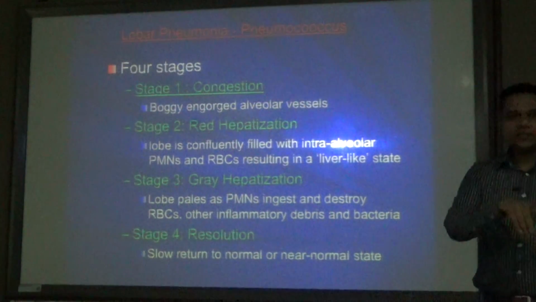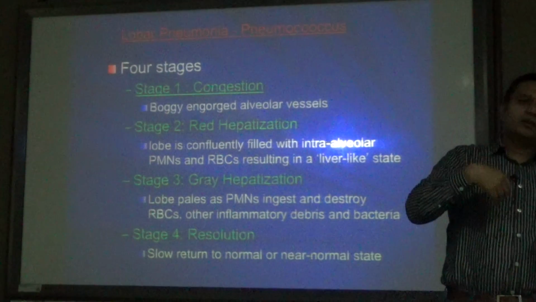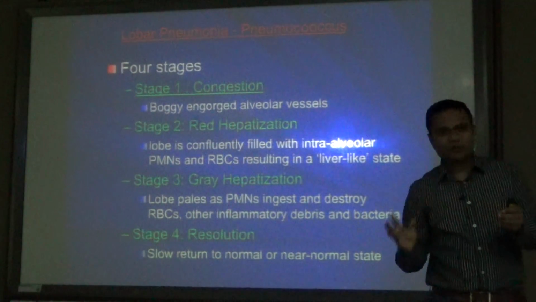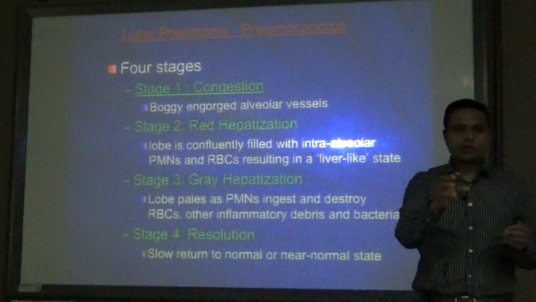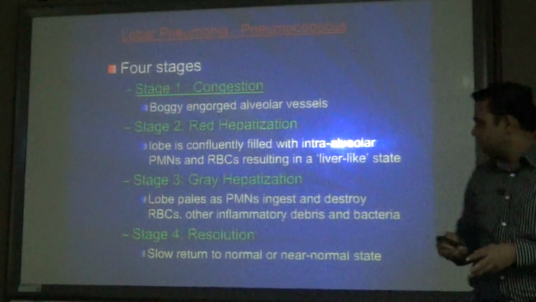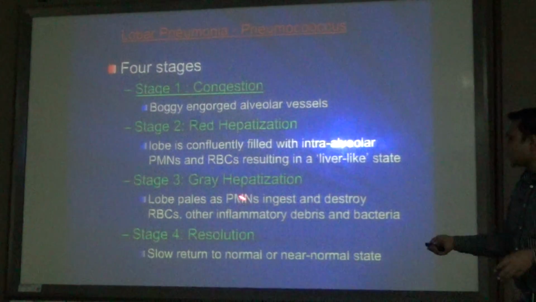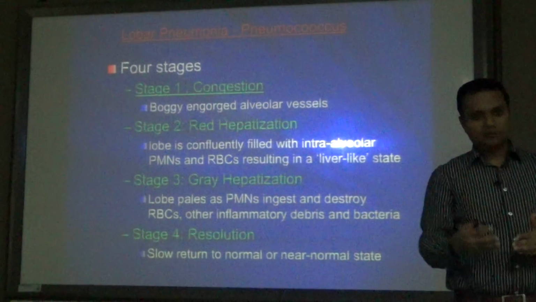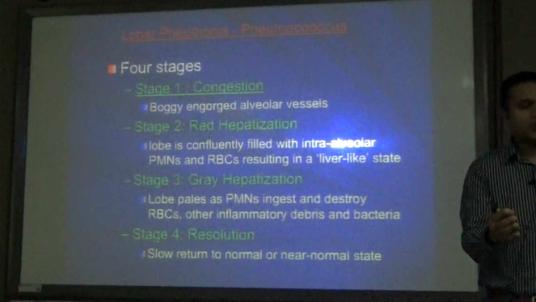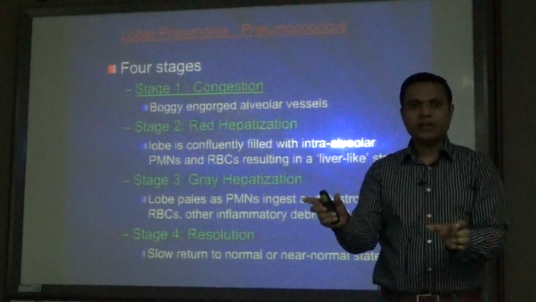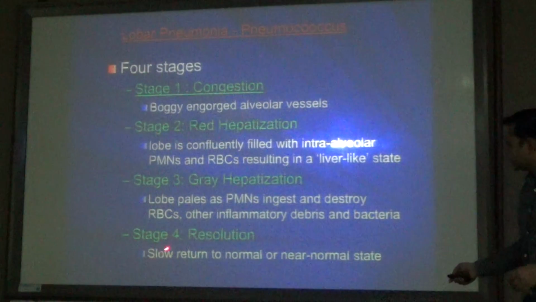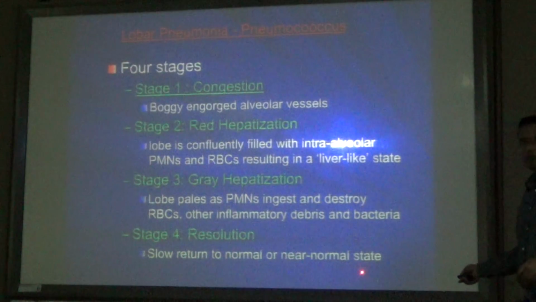Once it is released into the alveoli, the entire lobe is involved. The alveoli are full of neutrophils and RBCs. After some time the RBCs disintegrate and break, and then it becomes grey in color. So, grey hepatization. The last one is resolution. It tries to heal, because if this continues, the patient will collapse. So it should get healed. That healing process is resolution, a return to normal or near normal state.